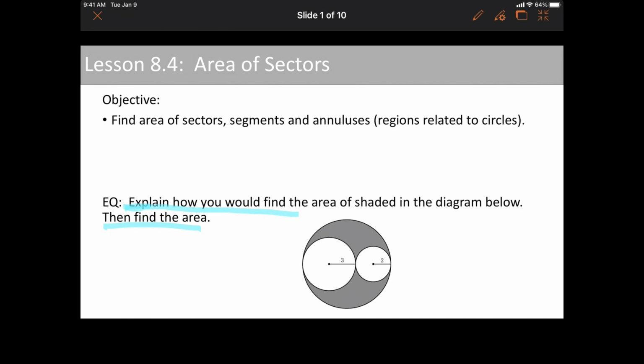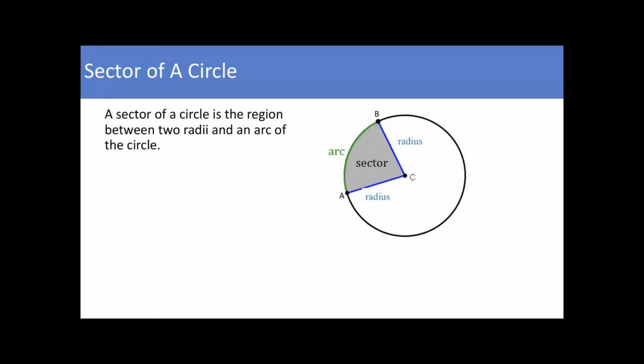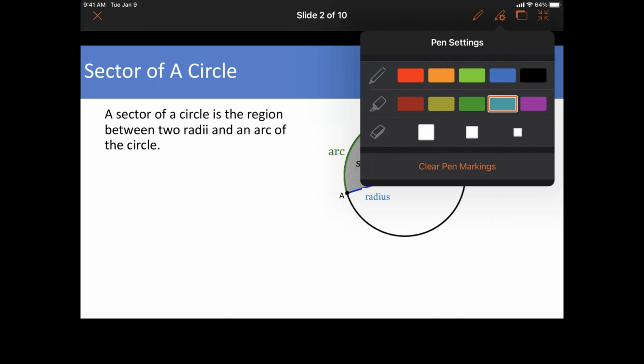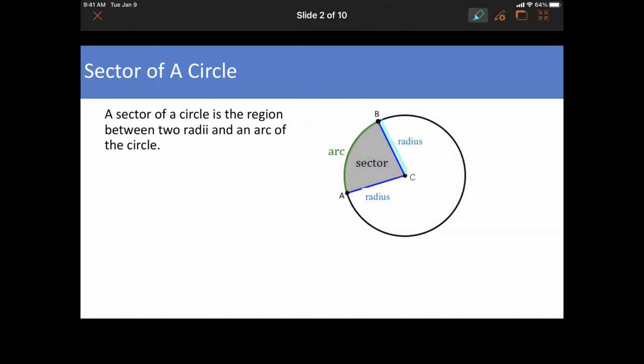All right, so we're going to talk about 3 different regions, and the first one is called a sector of a circle. If you can see in the diagram, a sector is this shaded gray region that's between 2 radii and an arc of the circle. Here's one radius, here's the other, and here's the arc. So it is a region bounded between the arc and the 2 radii.